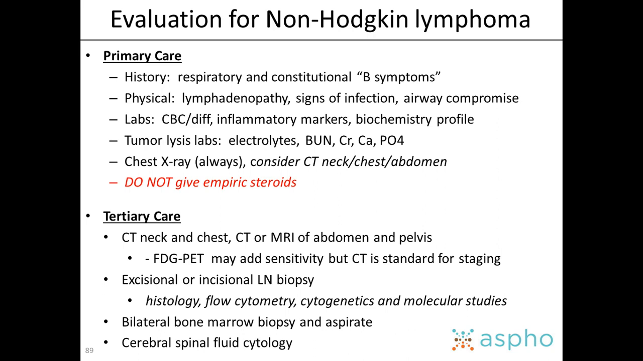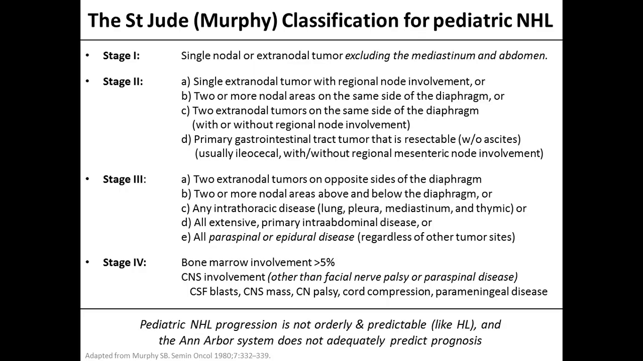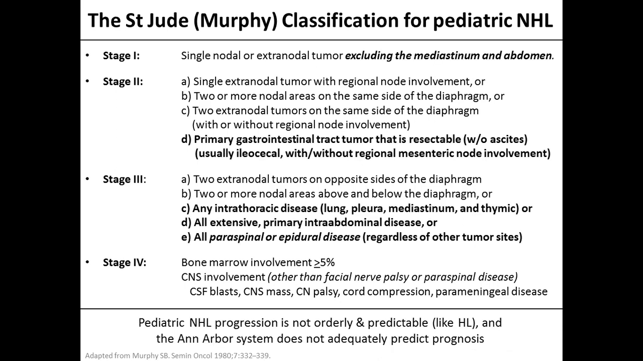We want to look at histology, flow cytometry, cytogenetics, and molecular studies. We continue to do bilateral bone marrow biopsies and aspirates for non-Hodgkin lymphoma, and we continue to look at cerebrospinal fluid cytology. This is the St. Jude or the Murphy classification of pediatric NHL. Again, I'm not going to read through all of it, but there are some really important differences between this and the Ann Arbor classification, and those are in bold.